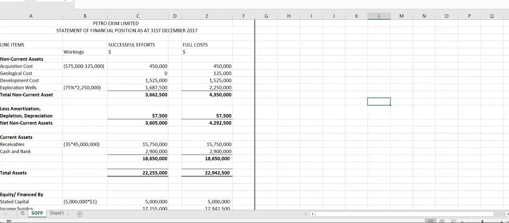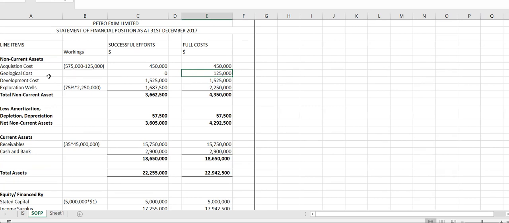So let's look at the statement of financial position. The acquisition cost is supposed to be capitalized. You take out the geological cost, which is the 450, and then the full cost maintains the 450. But we bring in another line for the geological cost just to break them down. In an examination condition, try and break down your answer, because the marks are according to tick marks. So don't try to fuse everything into one. Try and break them down.